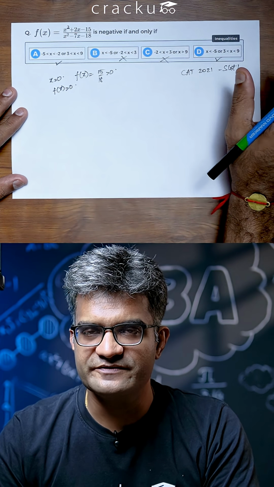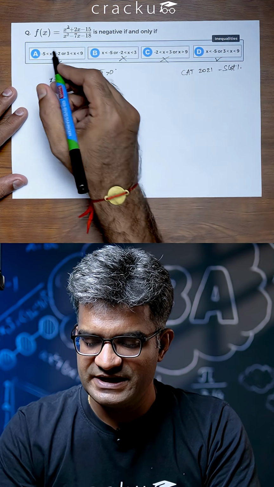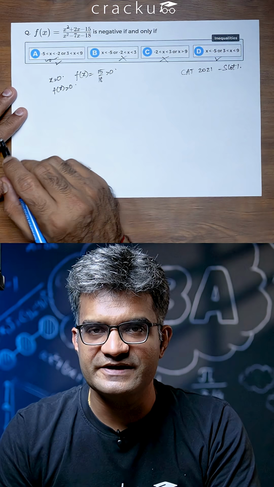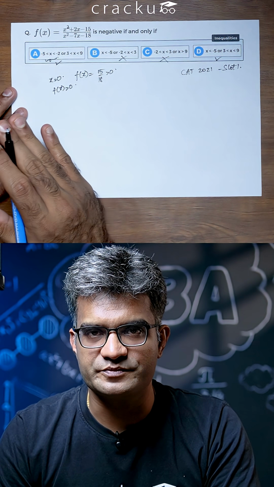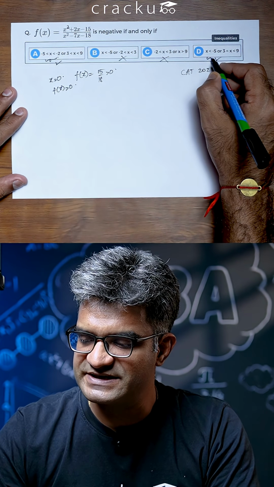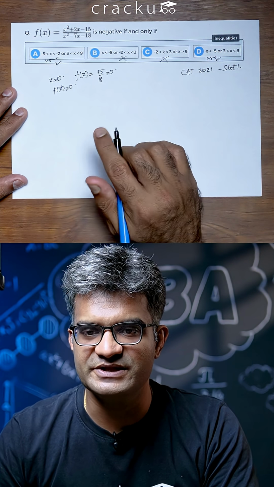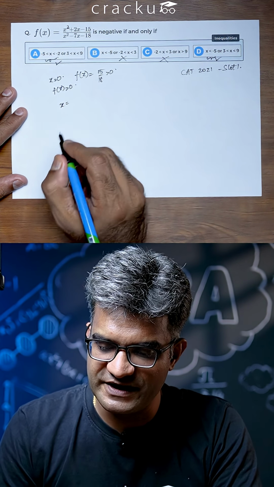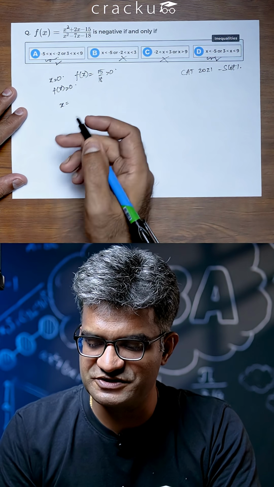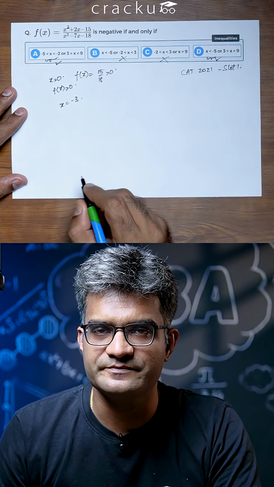So basically the only difference between option A and option D is the first part, where if x lies between minus 5 and minus 2, option A will be the answer. If x is less than minus 5, option D will be the answer. So let us substitute the value of x to be some number between minus 5 and minus 2. Let us say x is equal to minus 3.